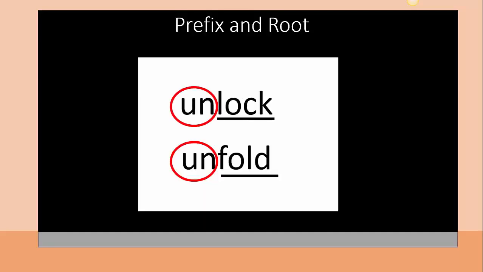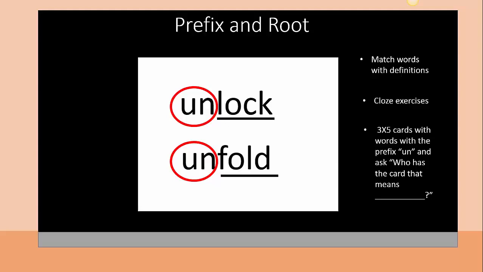Then give them a worksheet with the words with un and have them underline the root, circle the prefix, and take turns reading the new words out loud. They can match words with definitions, do cloze exercises where they fill in blanks in sentences, and you can distribute 3 by 5 cards with words with the prefix un and ask, who has the card that means open the door with a key, for example.